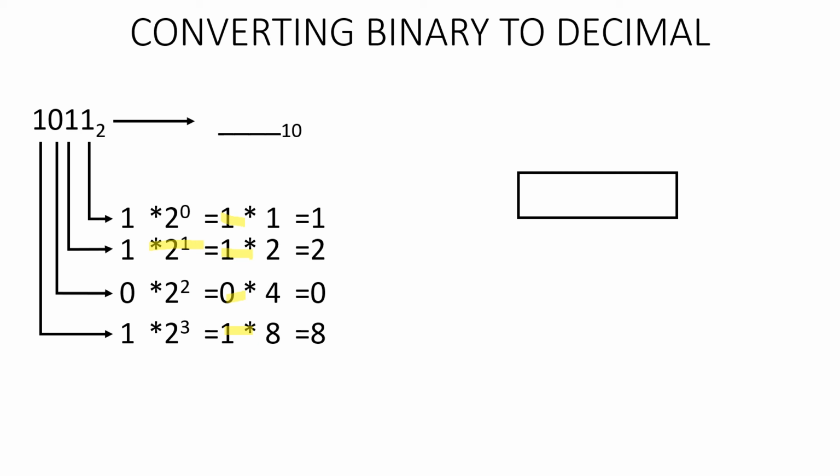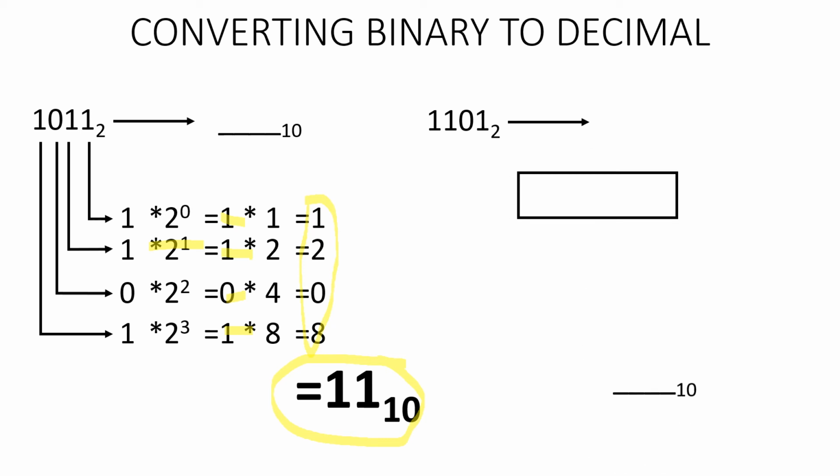And then you have to get the sum of these products. So that's 8 plus 2 plus 1, that's 11. And this is going to be your decimal number. So now, let's move forward with another example. Let's say you have 1101, 1101 base 2 to be converted into a decimal number.